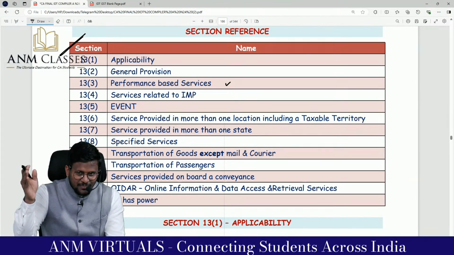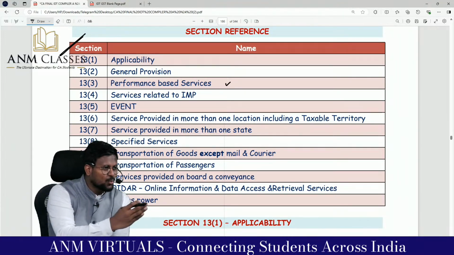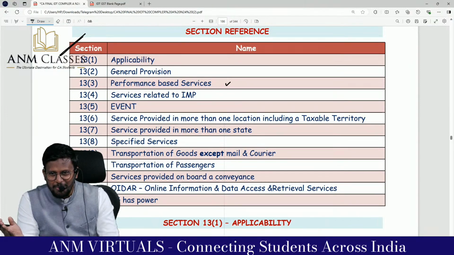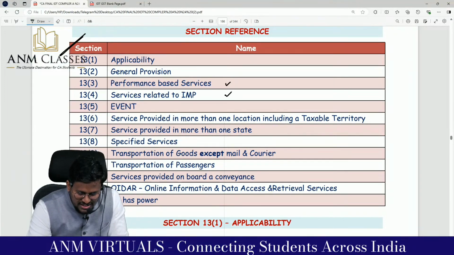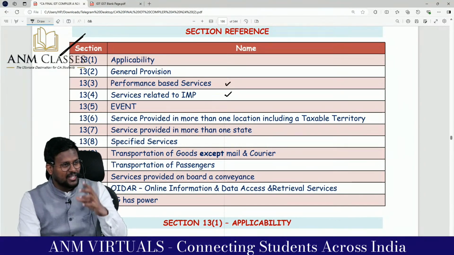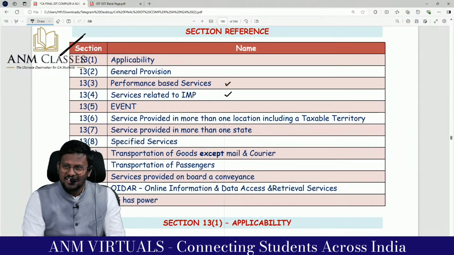12.3 is services relating to immovable property, boat or vessel. 13.3 is performance based services. 13.4 is services relating to immovable property.